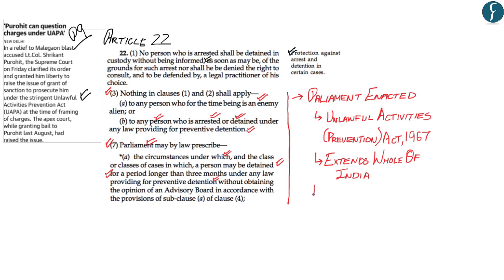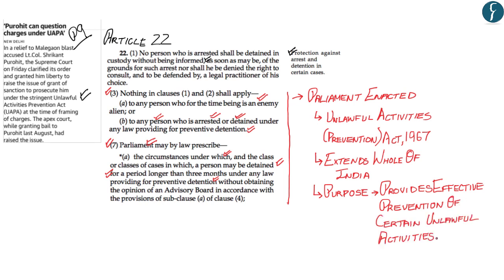The purpose of this act is that it provides for more effective prevention of certain unlawful activities of individuals and associations. So hopefully you have understood that Article 22 of the Constitution of India provides protection against arrest and detention in certain cases. However, there are exceptions to this protection, wherein it shall not apply to any person who is an enemy alien and to any person who is arrested or detained under any law providing for preventive detention.